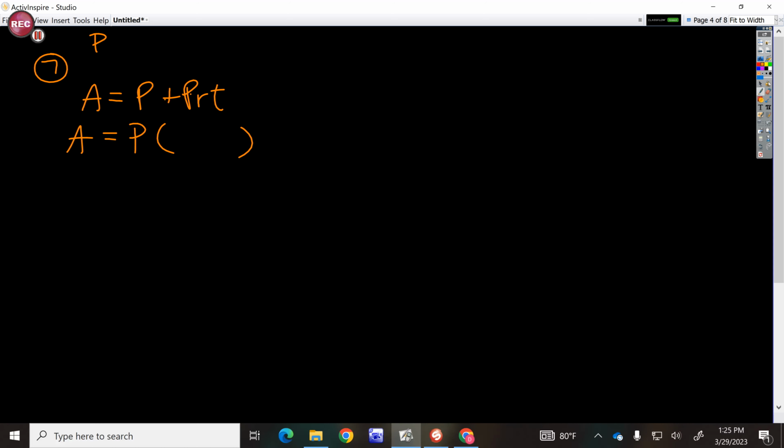Alright, what's left here if we took away the P from both terms? 1 plus RT, not just RT. There's always a 1 next to a variable, even if you don't see it. So far, so good? Now, one more step. P is touching a parentheses, which means multiplication. So we're going to divide.